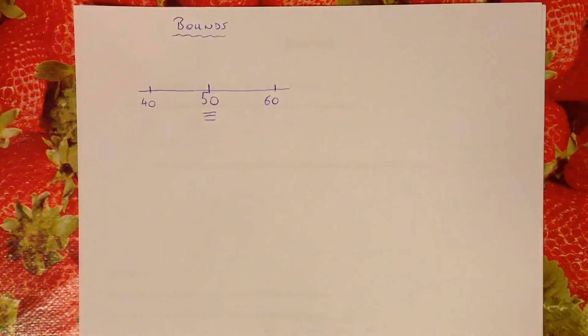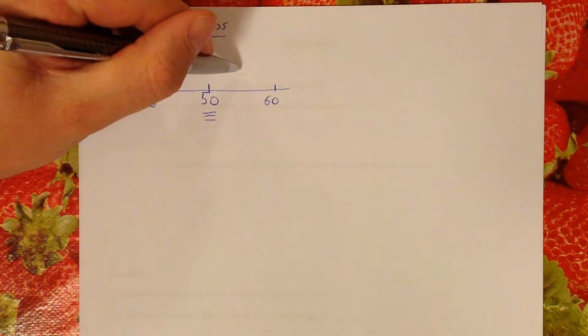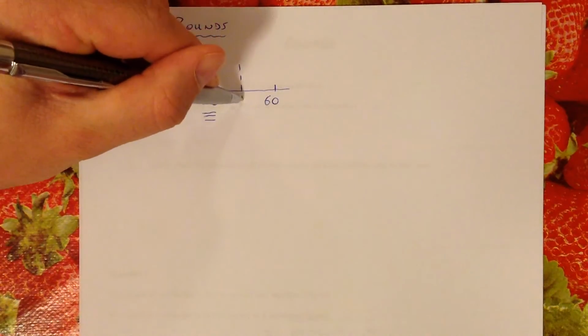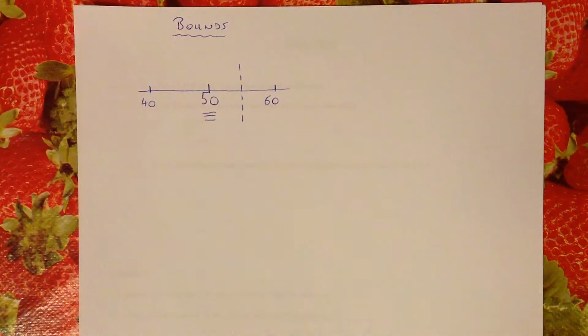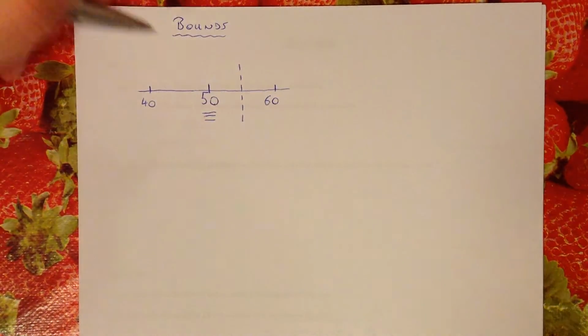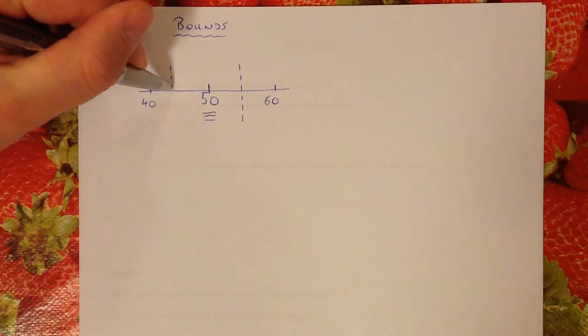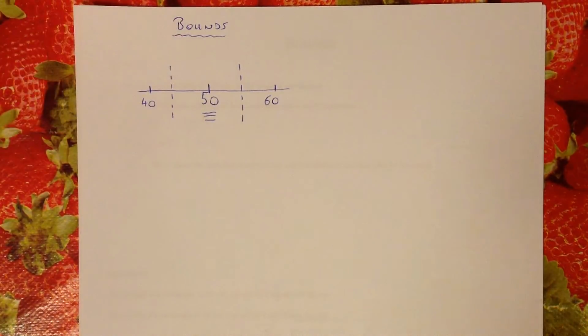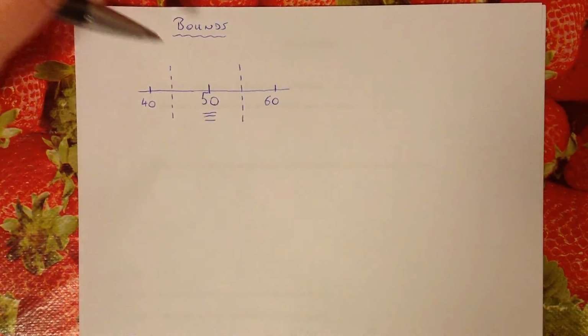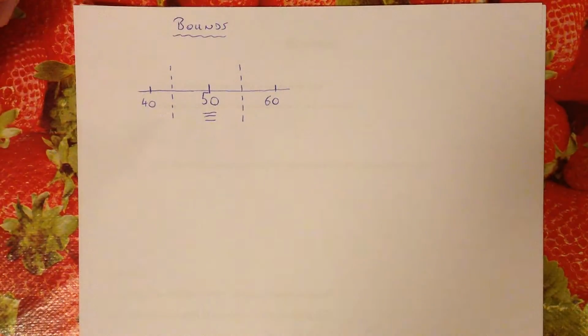Now, bounds are simply the maximum value at which 50 could still be called 50 to the nearest 10, and the minimum value at which 50 to the nearest 10 could still be called 50. So we're not talking about rounding, because rounding, since we were in primary school, told us that 5 or more we round up and less than that we leave it as it is. We're talking about the limits to which these numbers then change.